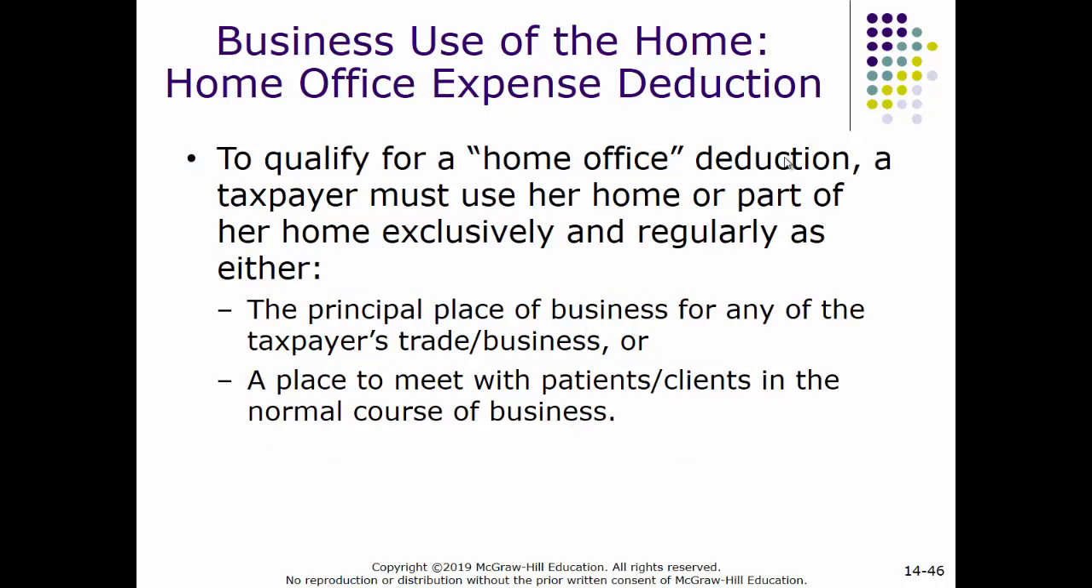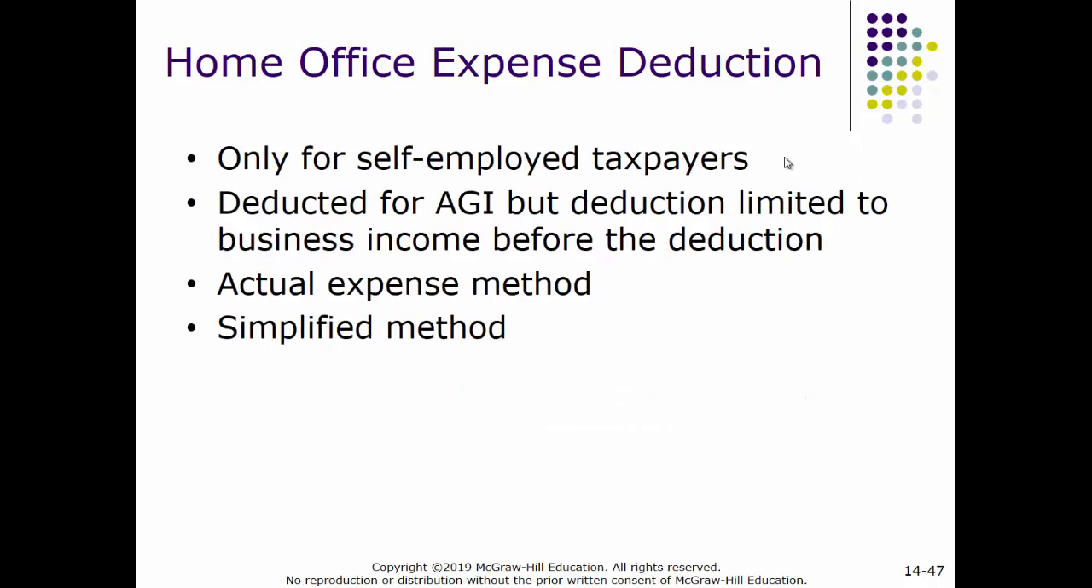A home can also be used for a home office, and to qualify for a home office deduction, the home or part of it has to be used exclusively, that means all the time, or it means only for, and regularly, that means on an ongoing basis, not just once in a while, as either the principal place of business for the taxpayer's trade or business, or as a place to meet with patients and clients in the normal course of a business. And so this deduction is allowed only for self-employed taxpayers, and it's deducted for AGI.